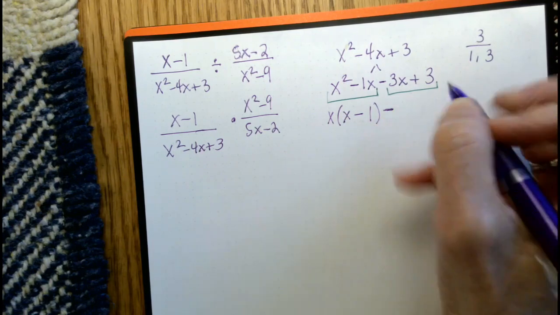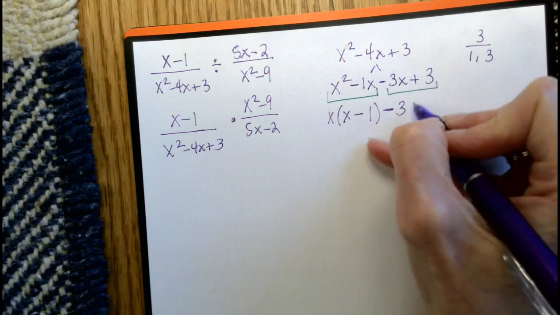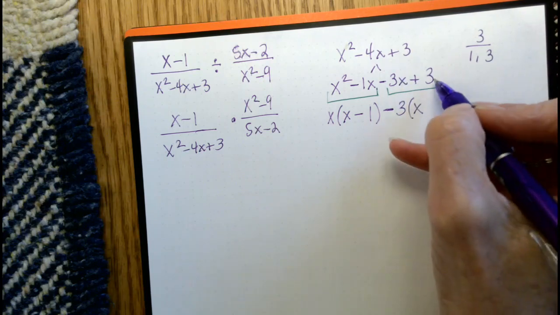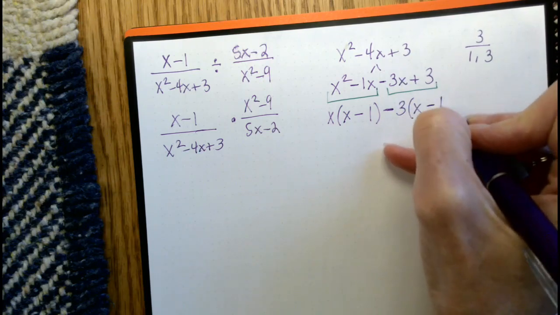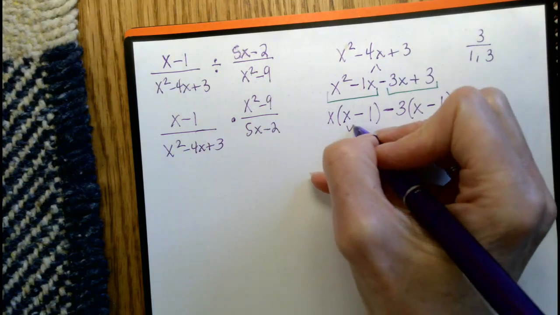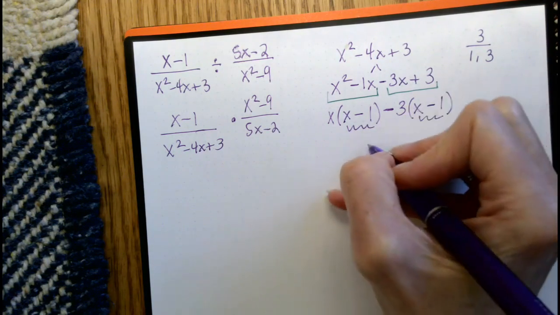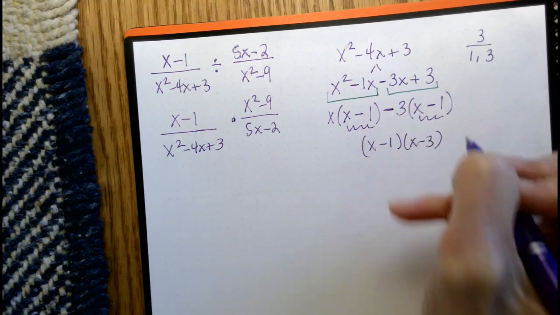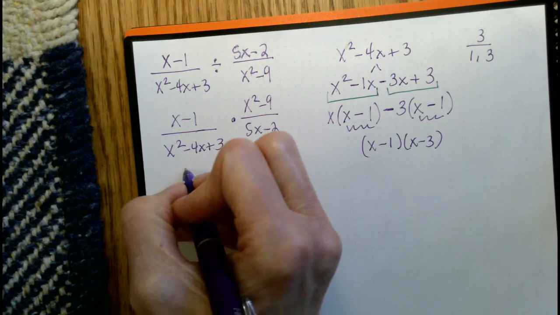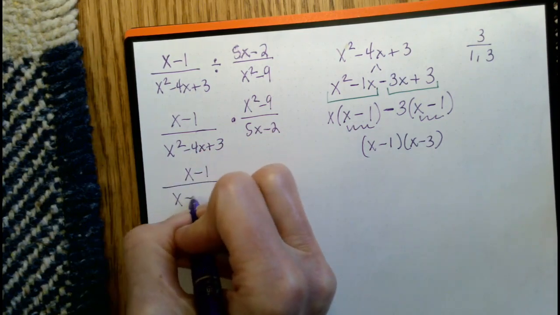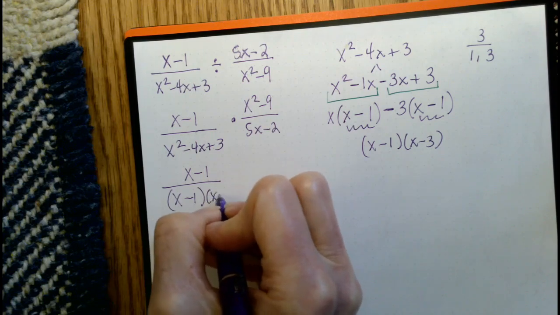Over here, greatest common factor is a 3. Negative 3x divided by negative 3 is x. Positive 3 divided by negative 3 is negative 1. And then what we've got here is we've got an x minus 1. That's the same in both groups. And then we have an x minus 3. So here, x minus 1 over x minus 1 times x minus 3.